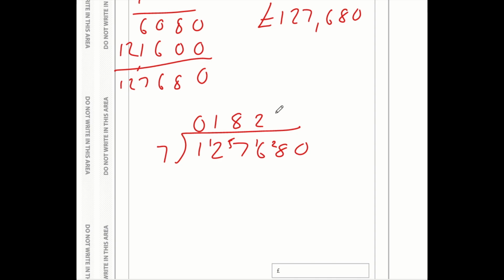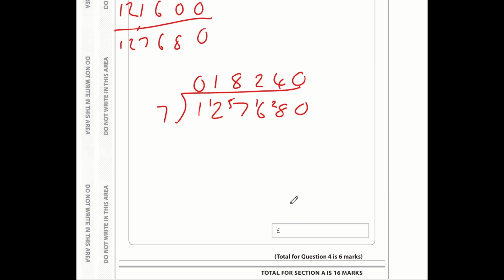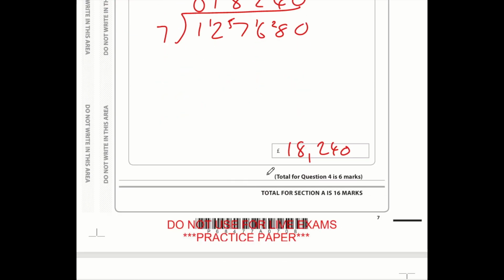28 divided by 7 is 4, 0 divided by 7 is 0. So therefore he gives £18,240 to charity. There we go. And that is the end of section A.